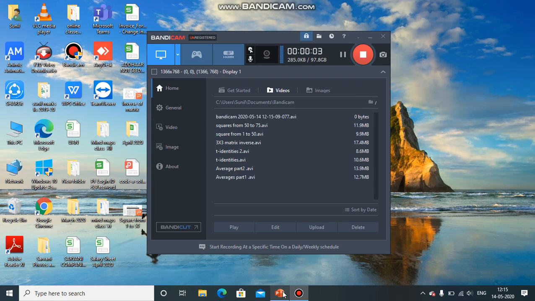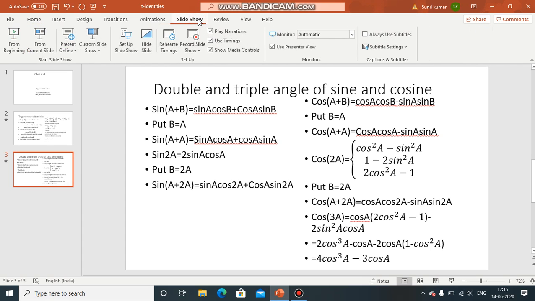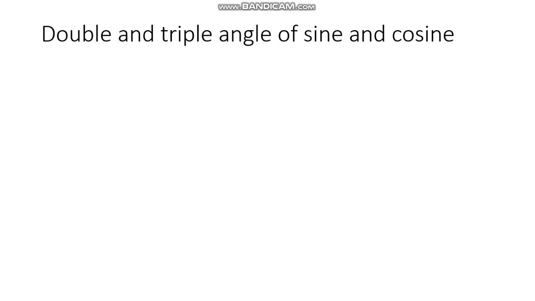Good morning. Today we will have a discussion about sine and cosine double and triple angles. Okay, from the current slide: sine and cosine double and triple angles.